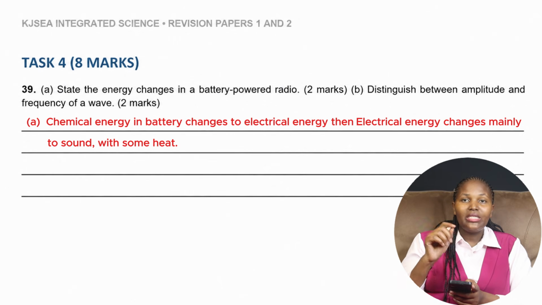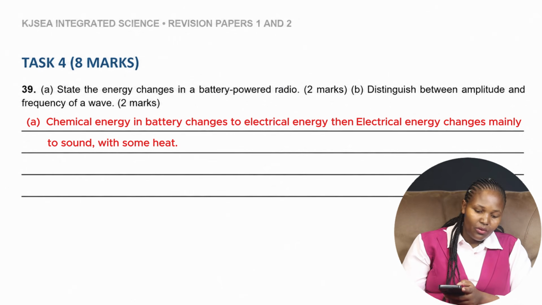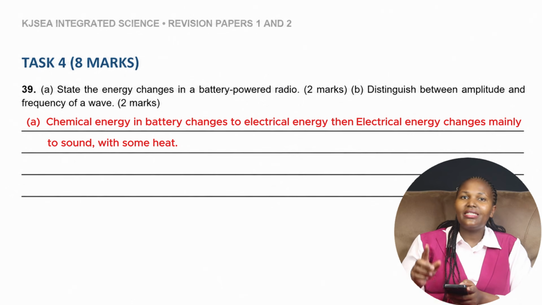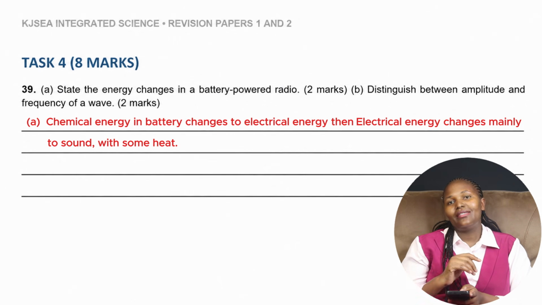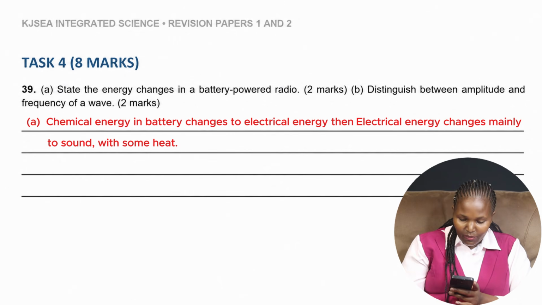And then when it comes to torches, when they are asking about a torch, it is the chemical energy from the battery that is changing to electrical energy, and then electrical energy is changing to light. You see? So that is the process you just need to understand. For radios, chemical to electrical to sound and heat. And for a torch, it is chemical to electrical to light. Very important for you to always remember.